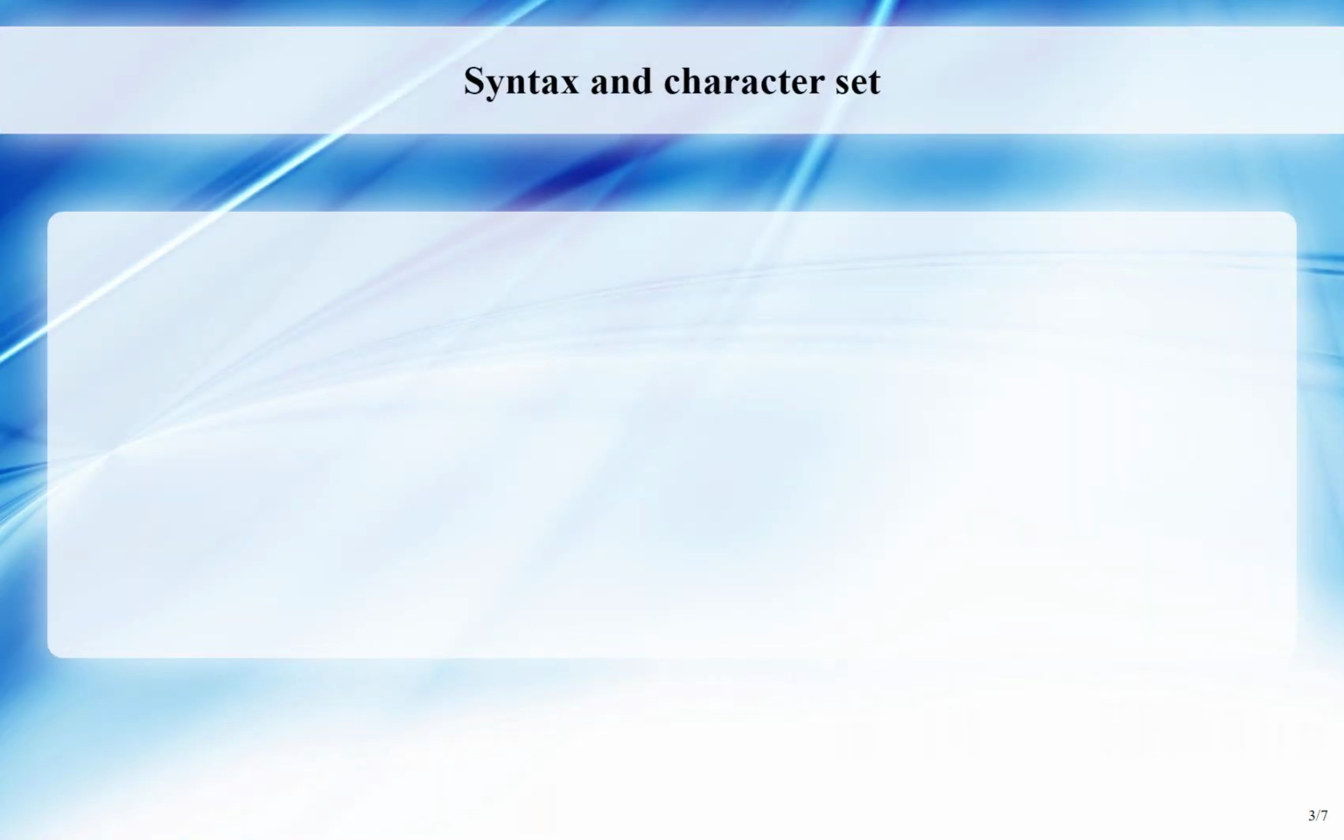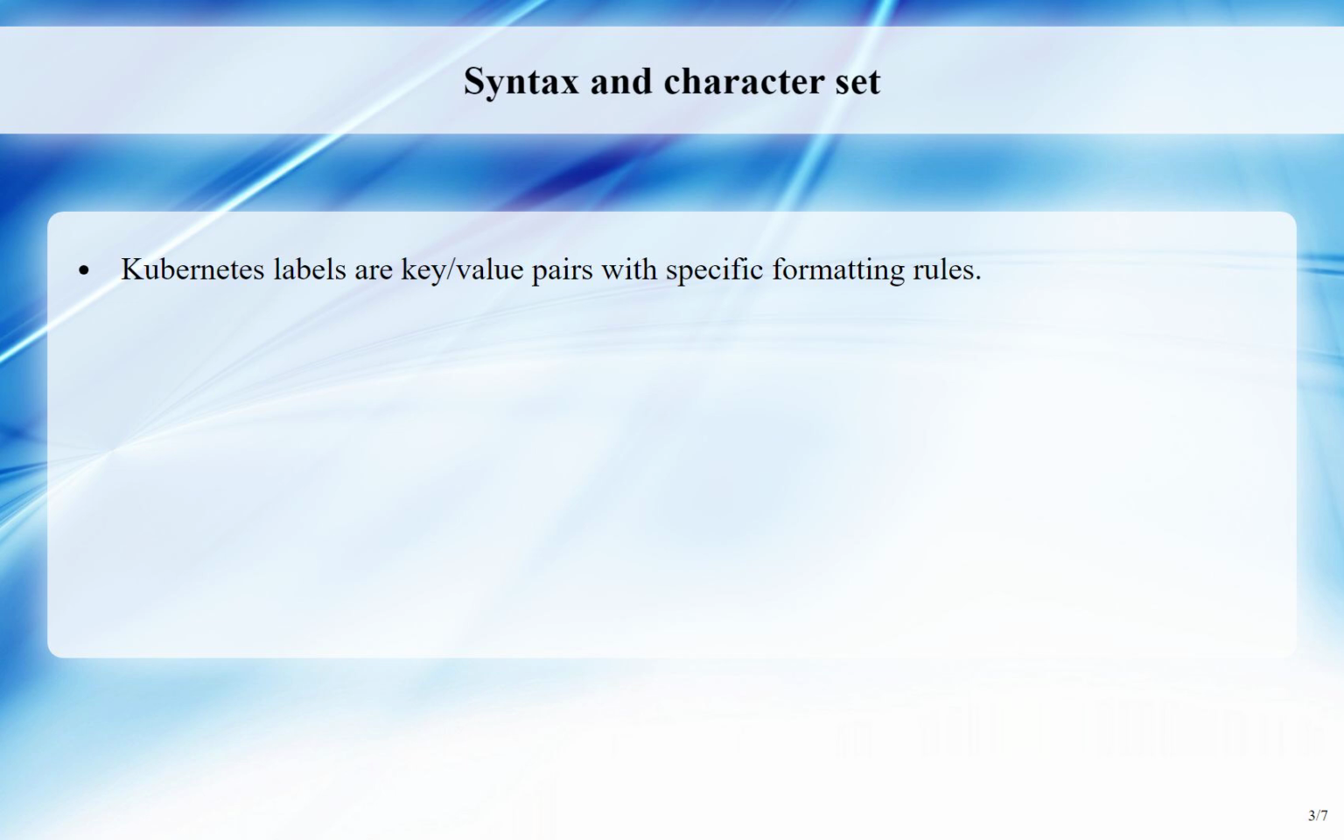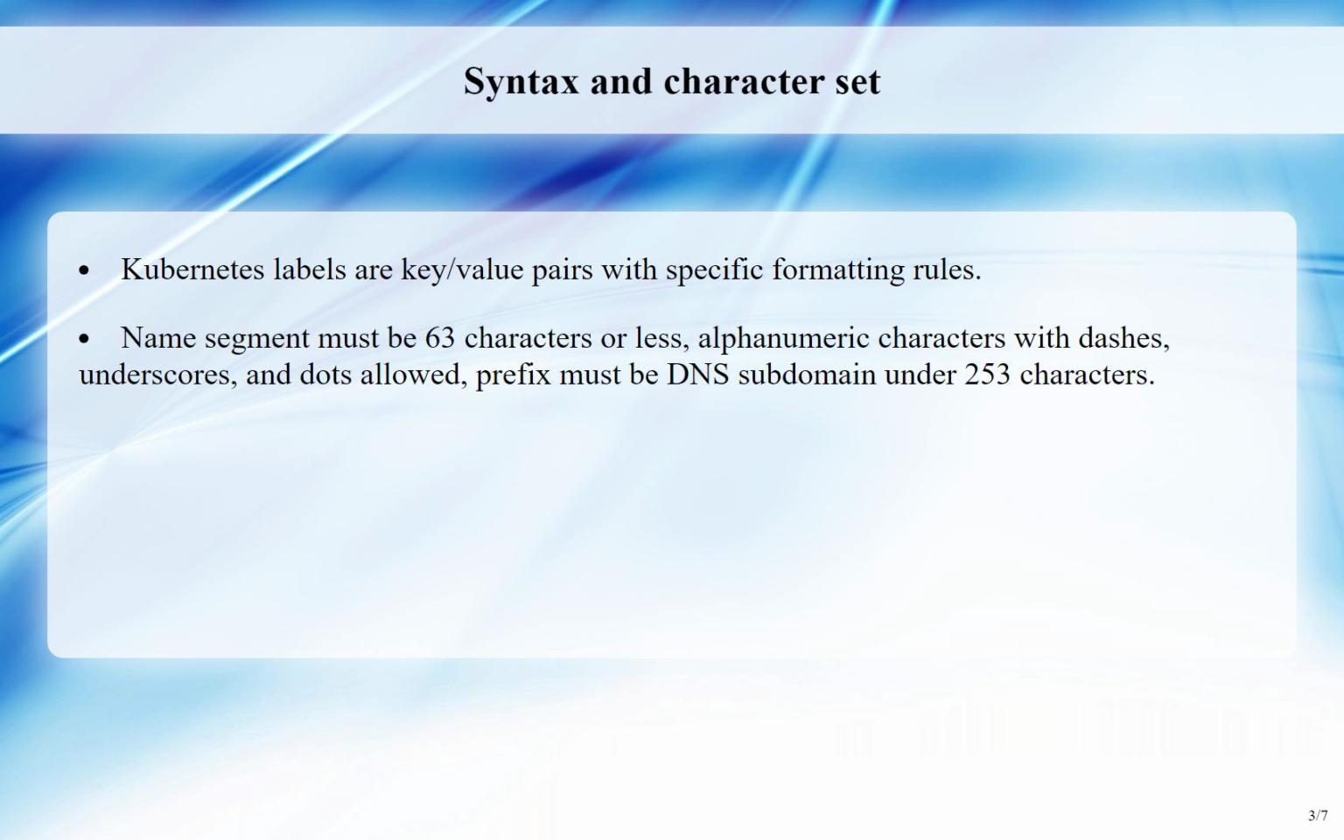Syntax and character set. Labels in Kubernetes are key value pairs with specific requirements for valid keys and values. The key must have two segments with an optional prefix and a name separated by a slash. The name segment must be 63 characters or less and begin and end with an alphanumeric character, allowing dashes, underscores, and dots in between. The prefix, if included, must be a DNS subdomain not exceeding 253 characters.